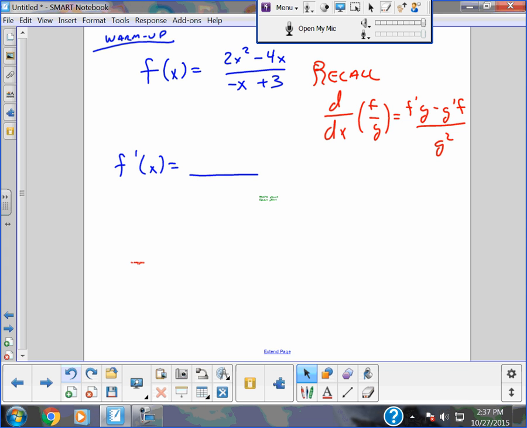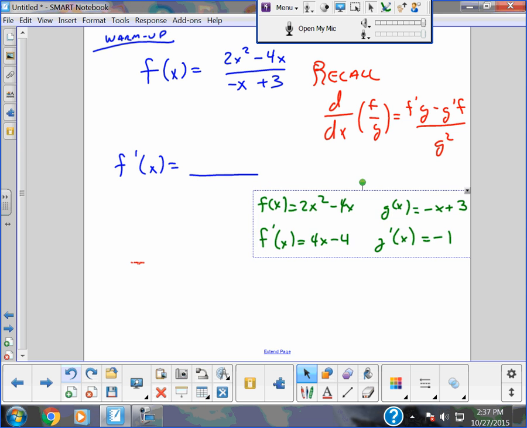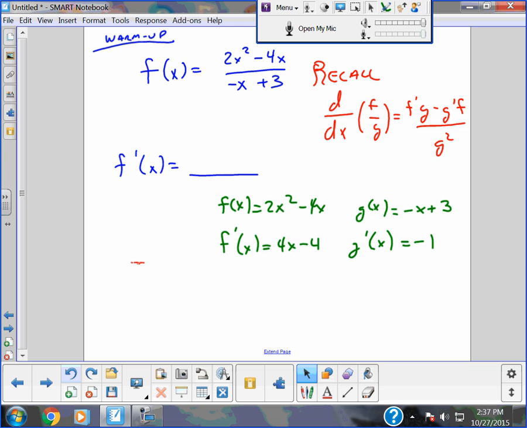That said, you pick those and you find f prime and g prime using the power rule. So the top is 2x squared minus 4x, that's f. So f prime is the derivative of just that portion, 4x minus 4. G of x is the bottom, negative x plus 3. G prime is just the derivative of negative x, which is negative 1. And then you just got to fill in our quotient rule. And I did that here in red. And it is big and ugly.